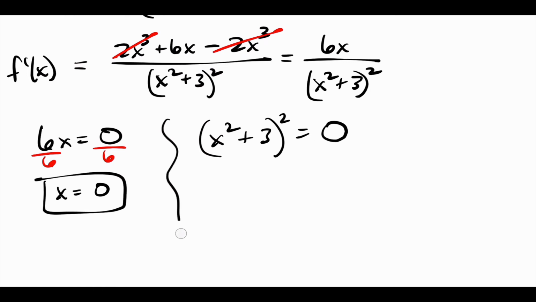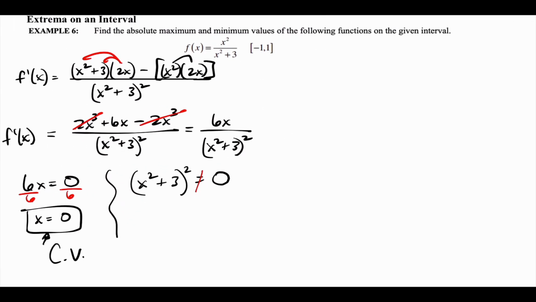What about the other guy? Yeah, don't even try it, because any number I plug in will not give me 0 as an answer. We learned that yesterday. So that guy's never going to equal 0. So we get one critical value at 0, and luckily 0 is inside the interval.